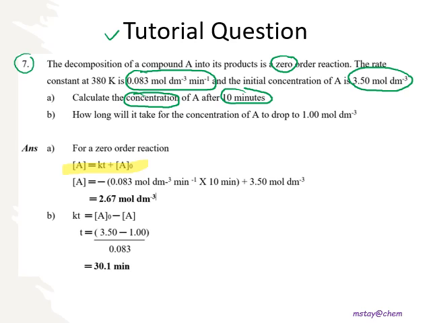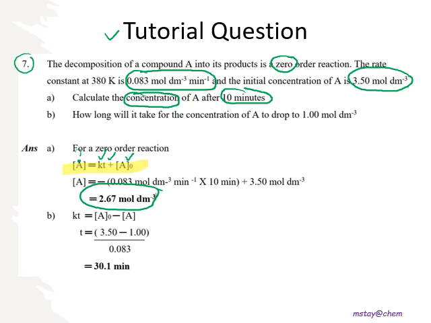Now continue to the calculation part. You are going to determine the concentration after 10 minutes. That means the concentration of A is unknown. The rate constant 0.083 is given, the time of 10 minutes is given, and the initial concentration of 3.5 mole per decimeter cube is also given. Substitute all the values in and then press the calculator. You will notice the final answer is 2.67 mole per decimeter cube.